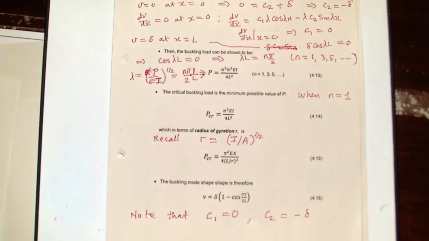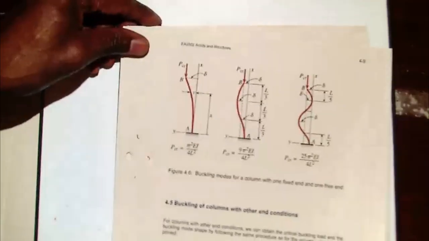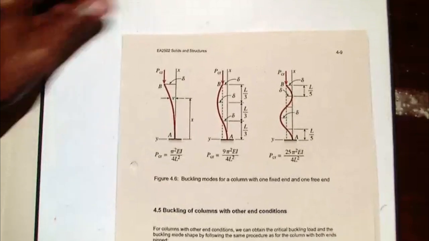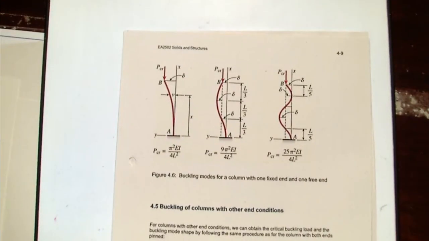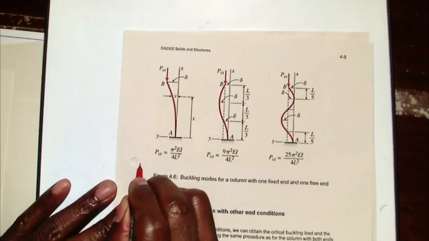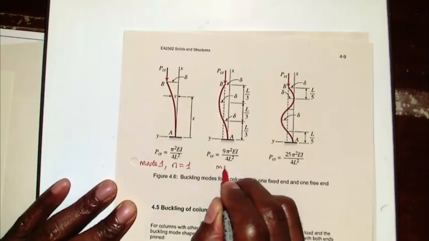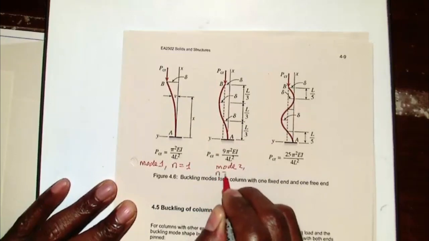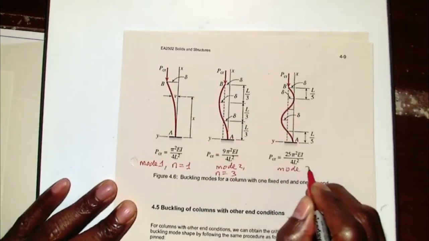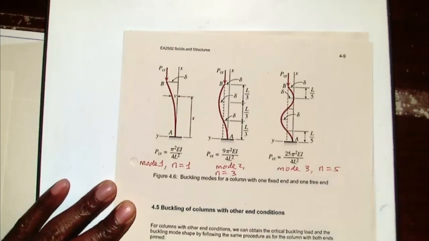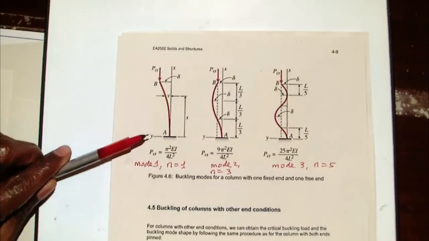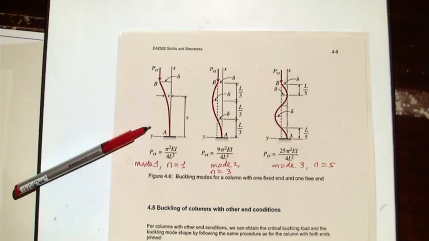My next slide shows what it will look like if it does actually buckle. So if that structure does buckle, that's what the deformed shape will look like. The first one is the first mode, which is the most likely to take place. I will call that mode 1 when n equals 1, and that is mode 2 when n equals 3, and that is mode 3 when n equals 5. So the first one has the minimum magnitude of the load, and is the one that is most likely to take place.